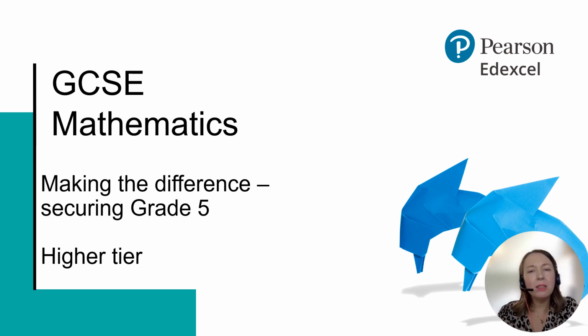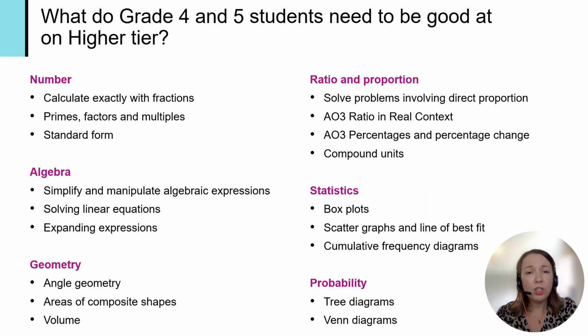Hello and welcome to this bite-sized video in which we're going to look at what it takes to secure a grade 5 on higher tier GCSE maths. First, just to note what grade 4 and 5 students have got to be absolutely 100% secure in. These are the areas, the types of questions where we see really high levels of attainment from our grade 5 and grade 4 students on higher tier. So these content areas have got to be something that is really secure.